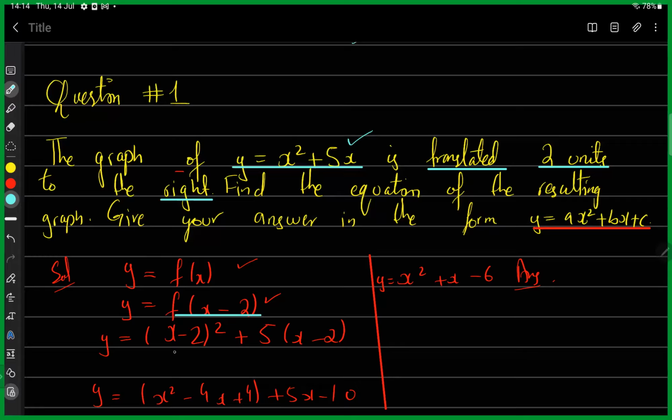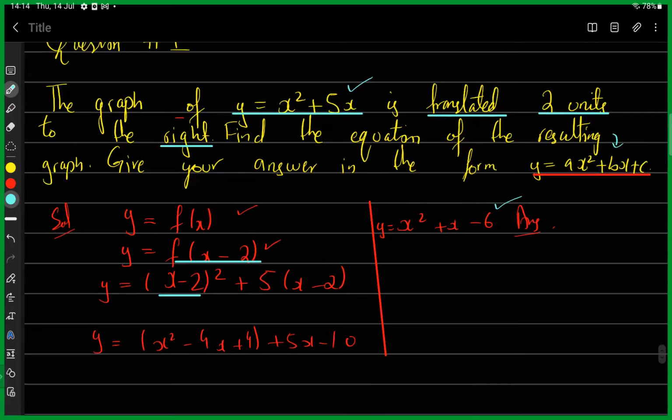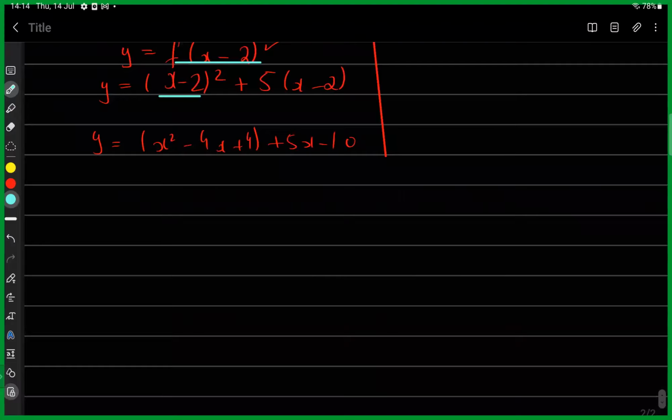I've just plugged in x minus 2 in the function and I've just expanded it, and this is what I got. I had to expand it because I was told that I need to give the final answer in this form. Yes, students, anything that you were not able to understand over here? No, miss, everything's clear. Okay. All right. One last thing.